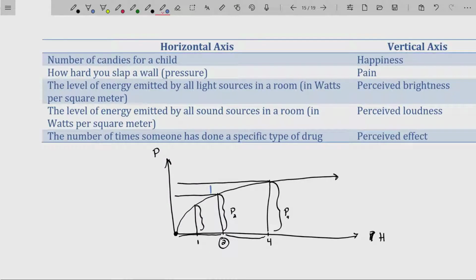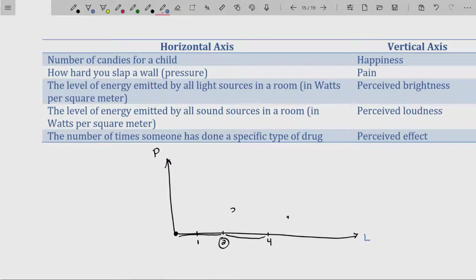Now, those are more of a touchy-feely type of perception, but now let's talk about actual science. The level of energy emitted by all light sources in a room in watts per square meter. That could be your horizontal axis, right? So I will call that L for luminosity. And the vertical axis at that point could be represented by the perceived brightness. So I'll just leave this P for perception.